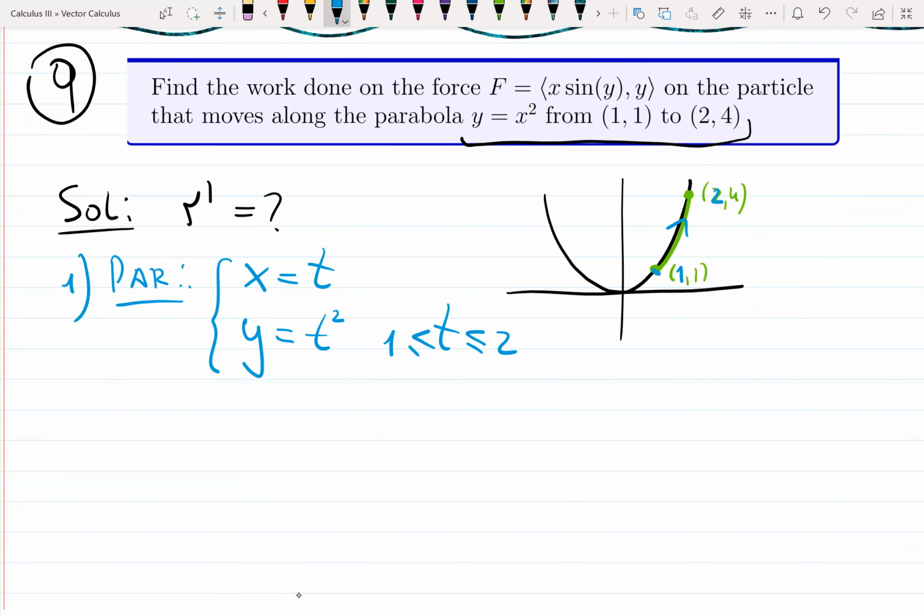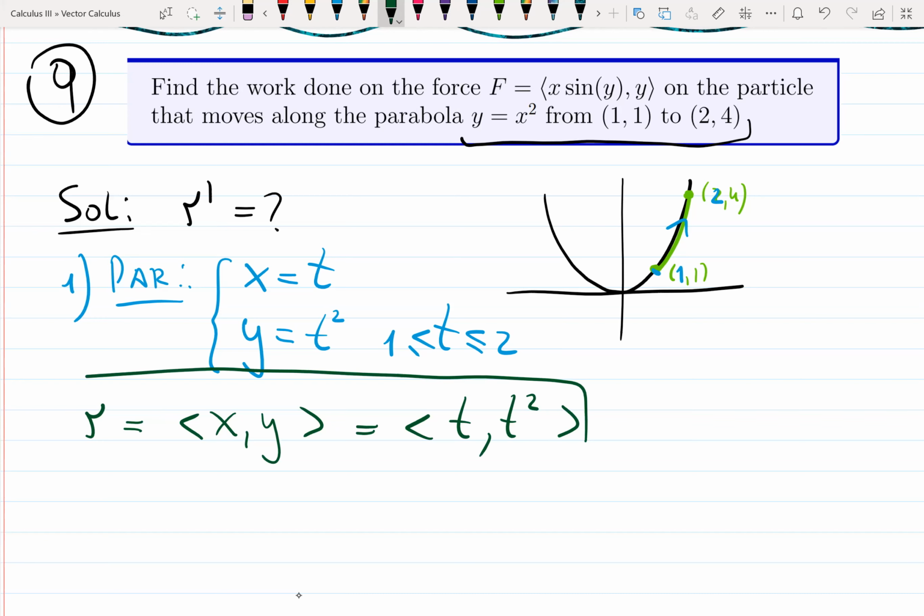So let's do the derivative. This is your r. Remember, the moment you create x and y, your r is x and y, a collection. A collection of your x and y's. So r now is t and t squared. Yay, we created parameterization by ourselves, where t is from 1 to 2.